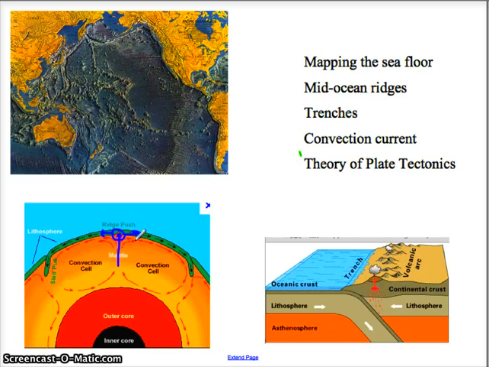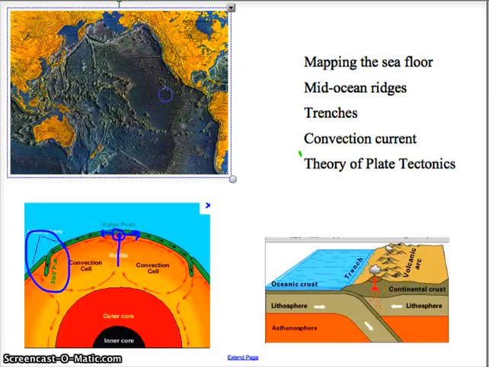Now, the question is, is the Earth getting bigger? Because you're suddenly getting the globe that is expanding. Well, it's not. And the reason it's not is because of these trenches. Now we have right here a trench. And you can see these are some of the deepest areas of the ocean.